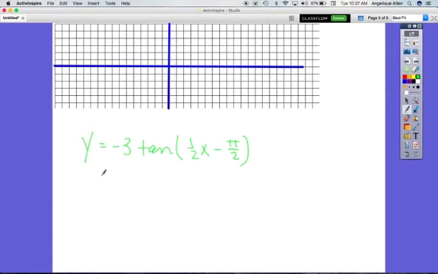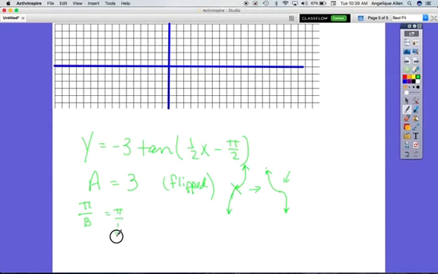Okay, so a is 3, not really amplitude, and notice it's negative, so it's been flipped. So instead of going like this, we're going to go up to the left and down to the right. That's a flip. The period is pi over b, and b is 1/2. So pi over 1/2 is pi times 2 over 1, which is 2 pi. And that's our period. So that's how far apart our asymptotes are.